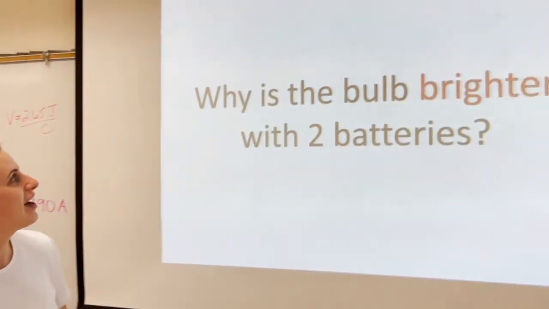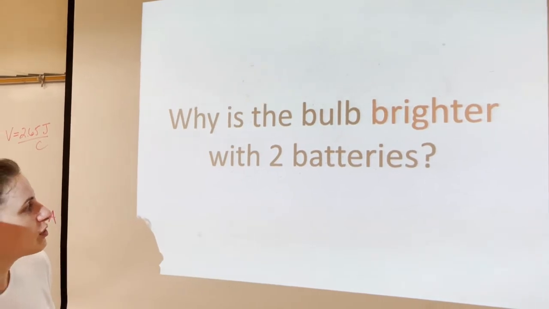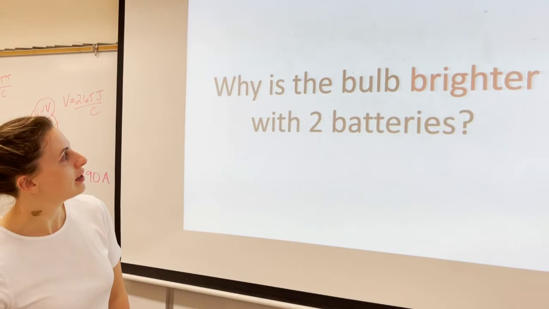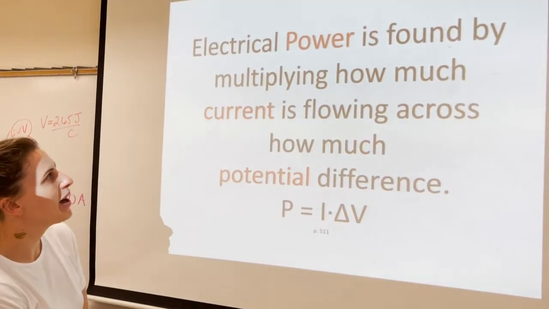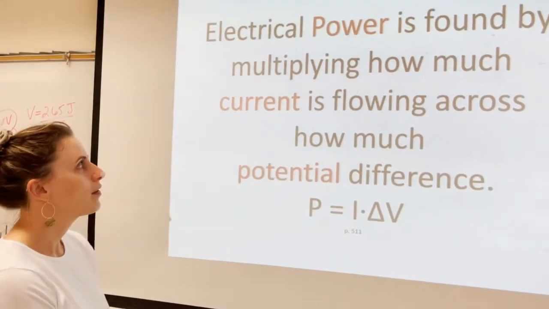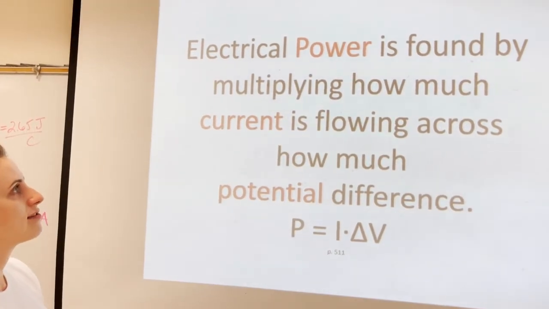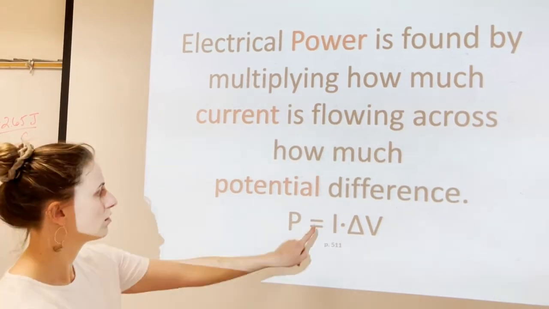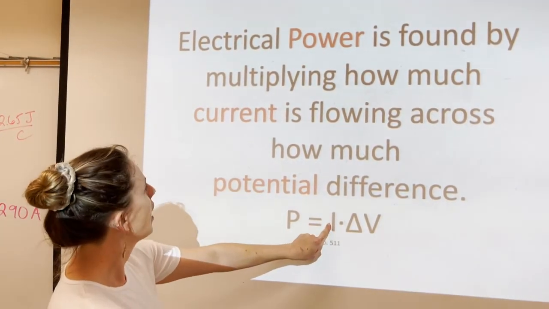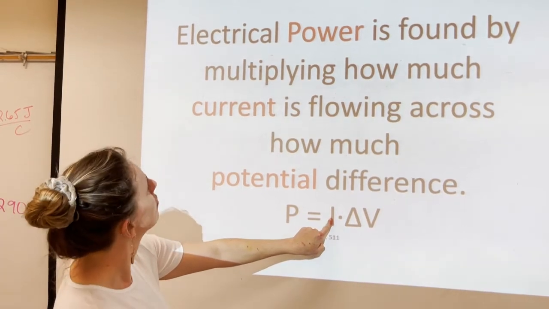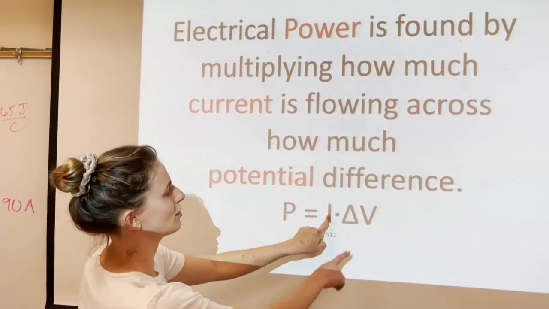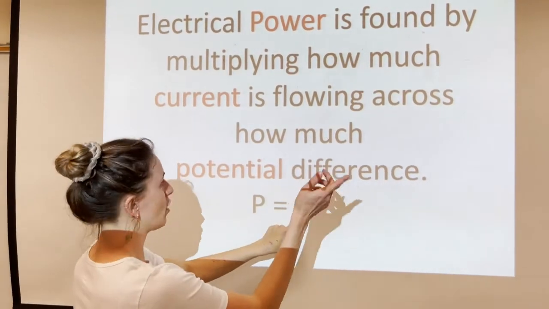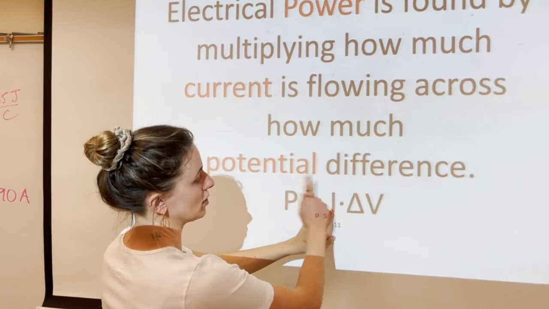All right, so why is the bulb brighter with two batteries? That's a good question. Okay, electrical power. You guys have heard of this. Electrical power is found by multiplying how much current is flowing across, and how much potential difference, sorry. So it's found by multiplying the current that's flowing across whatever we're talking about and the potential difference across it.